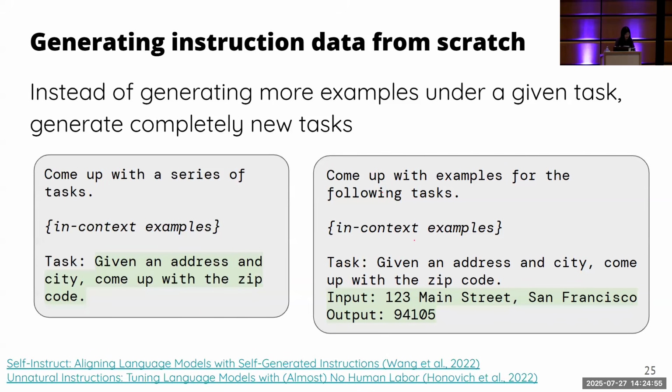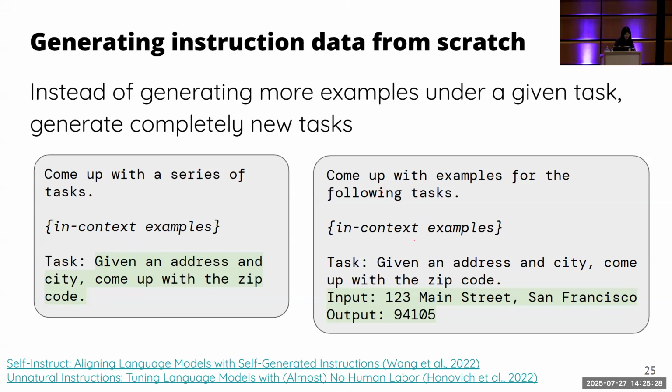Instead of prompting models to generate more examples under a given task, we can generate completely new tasks. So that's the prompt on the left. You can just ask a language model to come up with a series of tasks and give it some examples of the types of tasks that you might be looking for. And then it'll generate a new task. Like in this example, it's given an address and city to produce the zip code. And then now that you have that task, you can ask the model to produce example input and outputs under that task, and it will do that for you.